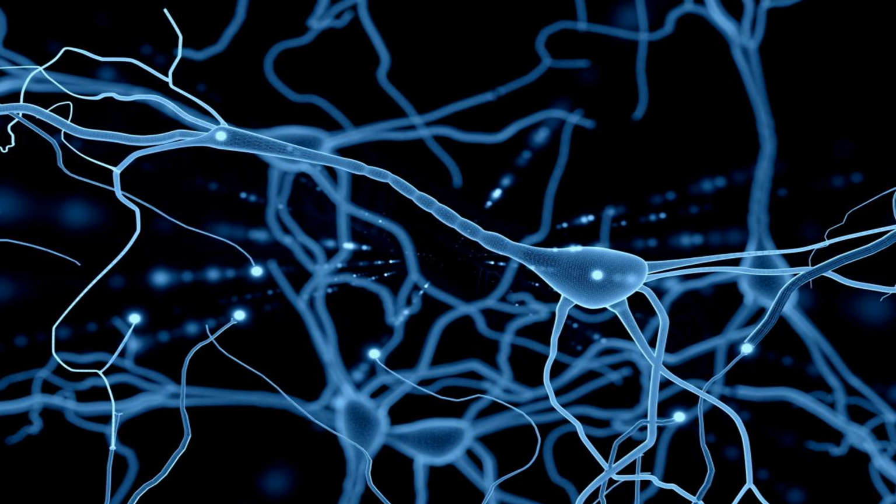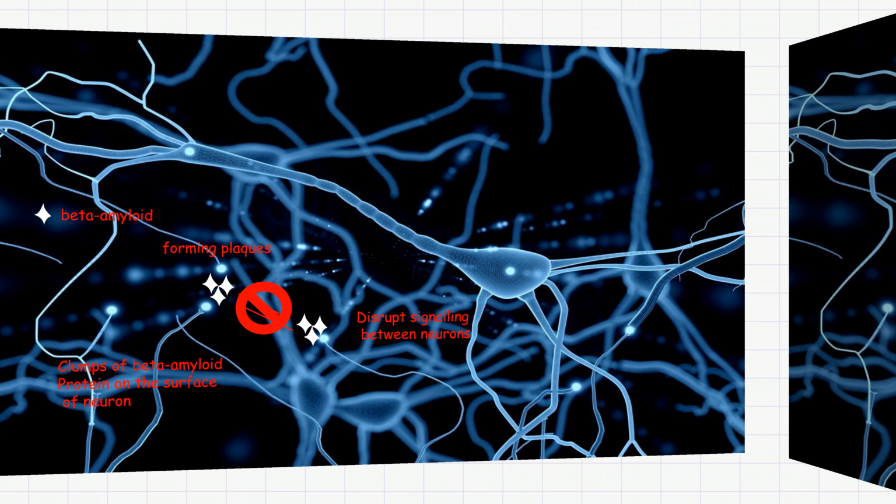The cause of Alzheimer's disease is the presence of abnormal levels of beta amyloid proteins. They clump together to form beta amyloid plaques on the surface of neurons. It affects the normal signals between neurons, resulting in impaired brain function.